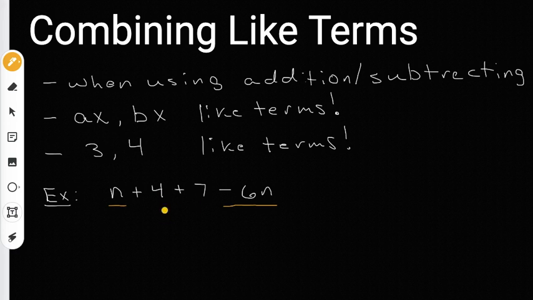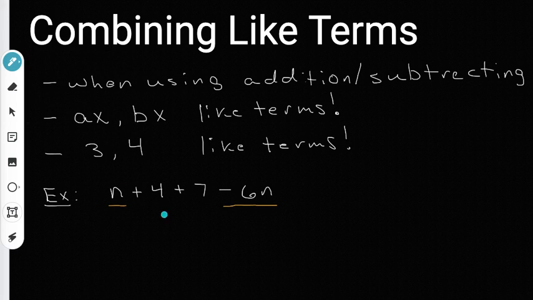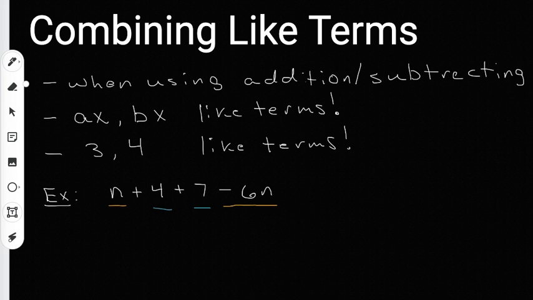Likewise, if we look at these two numbers right here, I can change my color to blue, and I'm going to underline them since they're regular numbers. And any two numbers like 3 and 4 or 4 and 7 can be combined because those are like terms as well. So we can combine like terms. I'm going to put the yellow terms together, and then I'm going to put the blue terms together. So putting the yellow terms together, I have n minus 6n.